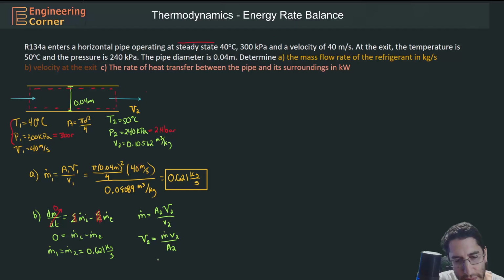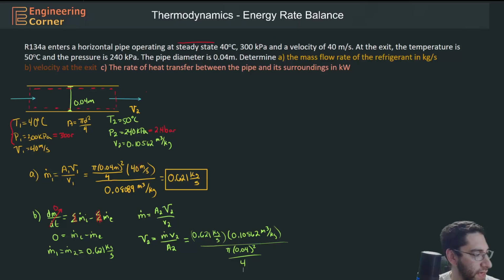So now let's plug in all of these numbers. I'll do it right here next to it, because I'm afraid I'll run out of room. My mass flow rate is 0.621 kilograms per second. My specific volume is 0.10562 meters cubed per kilogram. And now we're going to divide by the area, which is pi d squared over 4, with d equal to 0.04. Now let's put this into the calculator.